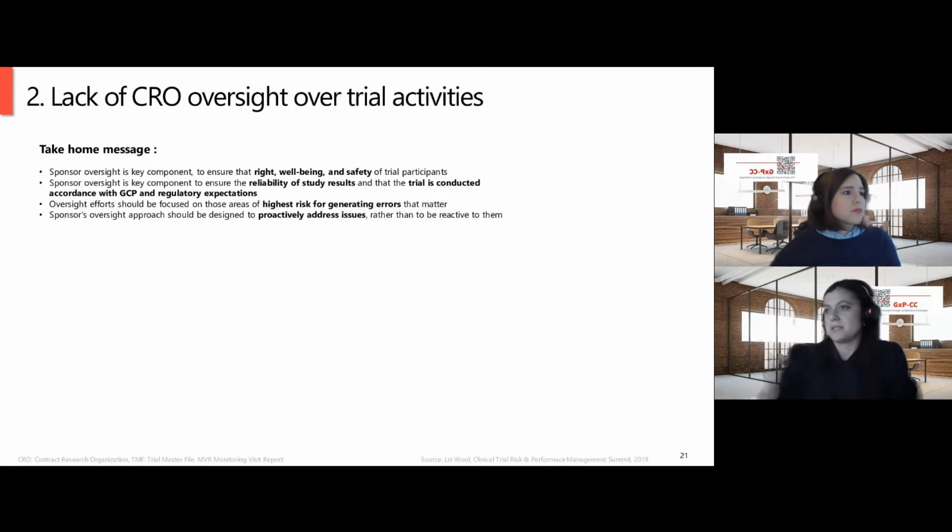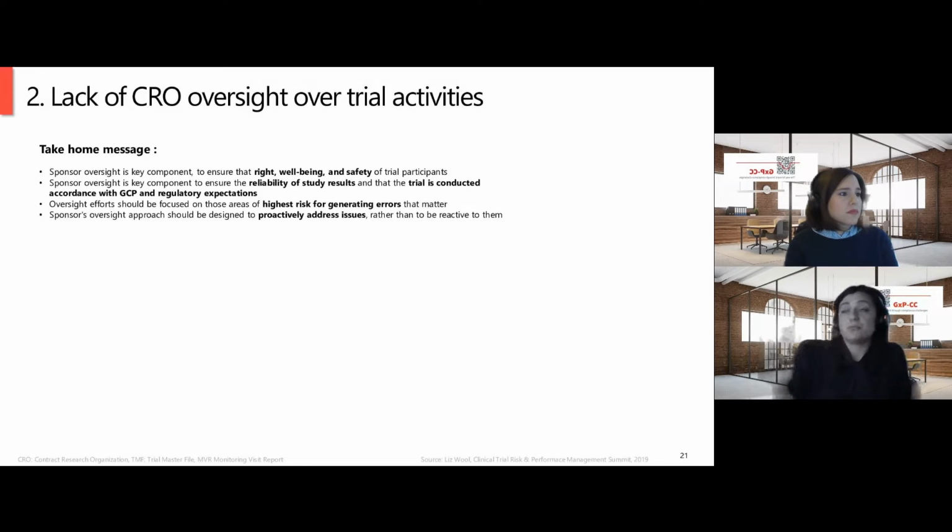So the take-home message from the first type of case studies would be that sponsor oversight is a key component to ensure that the rights, well-being, and safety of the trial participants are kept. It is also key to ensure the reliability of the study results and that the trial is conducted according to all the regulatory expectations.